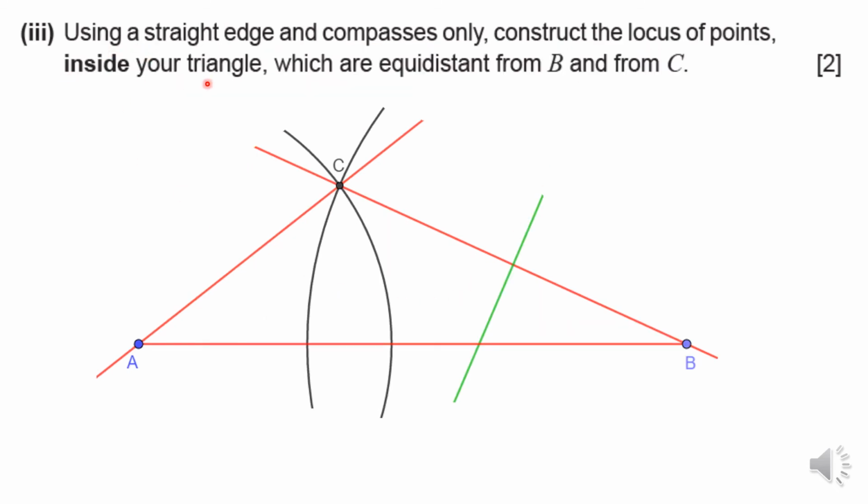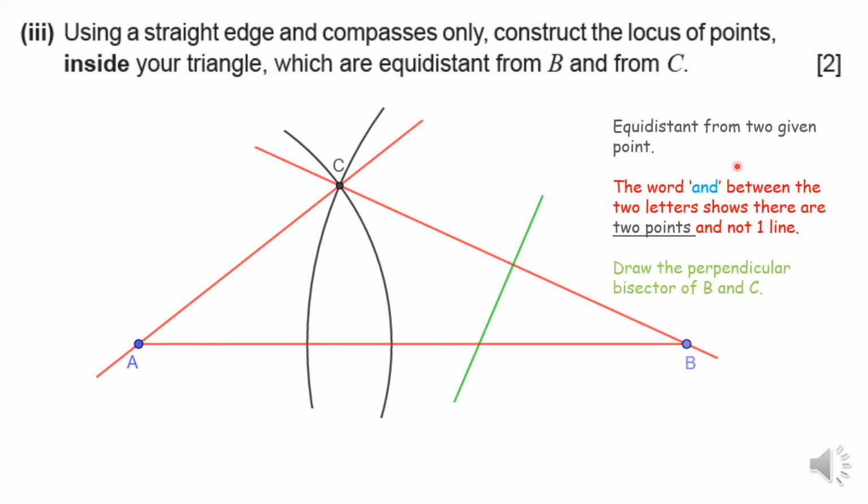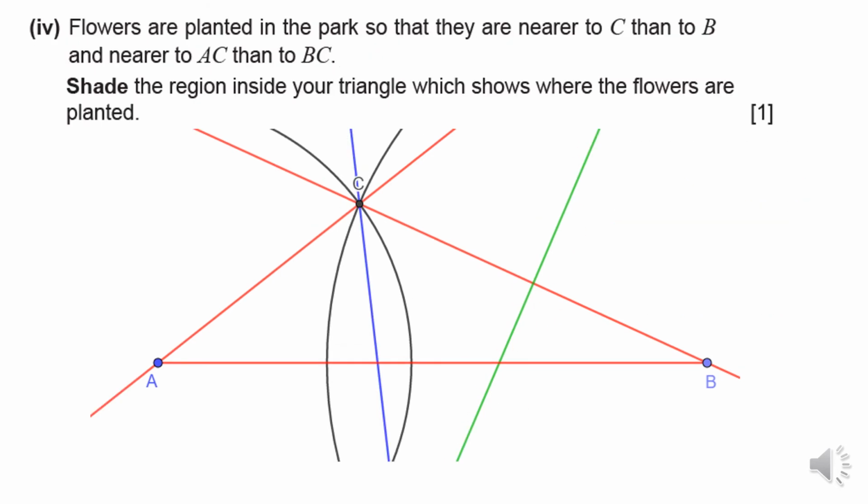The third part says you must use a straight edge and compass to construct the locus of points inside the triangle which are equidistant from B and C. That simply means you must draw the perpendicular bisector of B and C. And I hope you still know how to do that. So you've got a line here, and you draw an arc, opening the radius slightly more than half the distance between B and C, and then you do the same on both sides. Where they intersect, you draw that line here. So I've used the software, and obviously it's this particular line here, the green one.